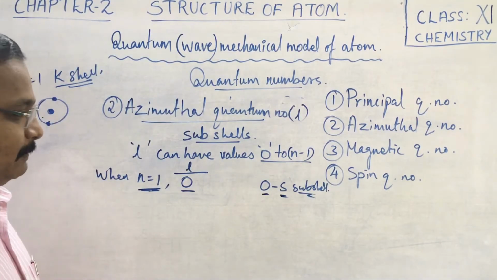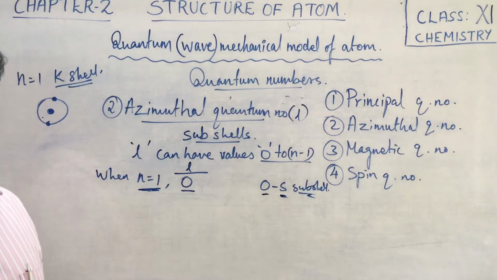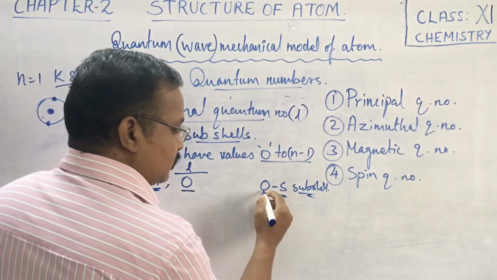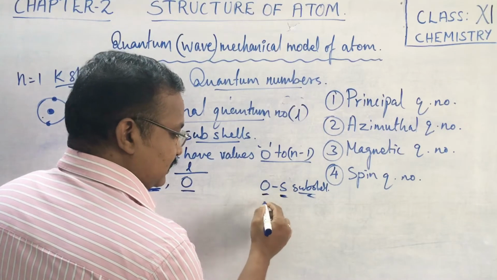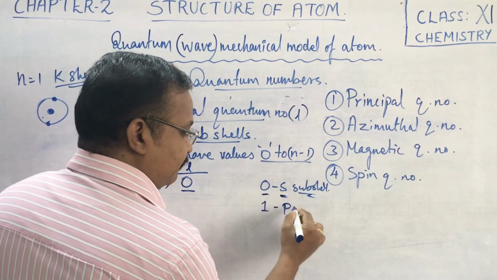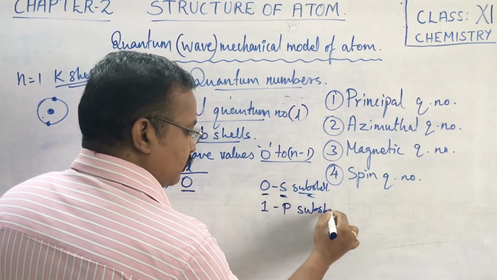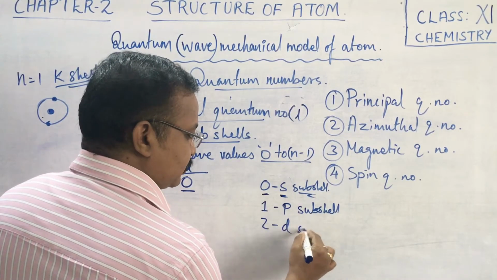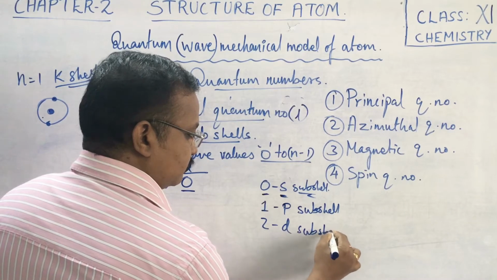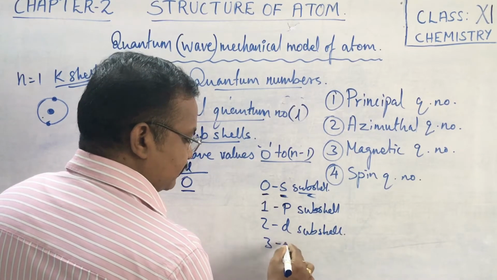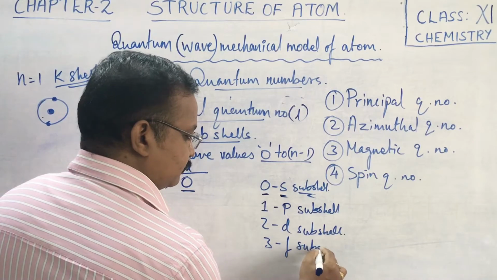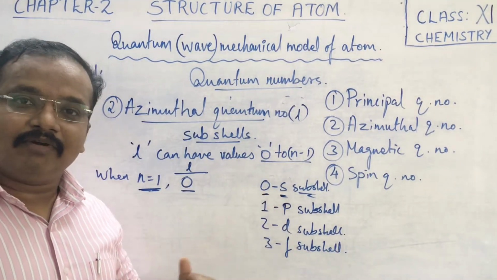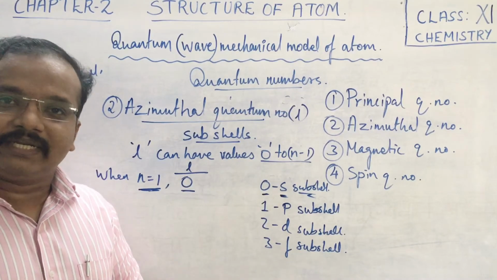Children, you must remember there are different subshells present in an atom. 0 represents the s subshell, as I said, 1 represents the p subshell, 2 represents the d subshell, and 3 represents the f subshell, in which these subshells have a different number of orbitals present.